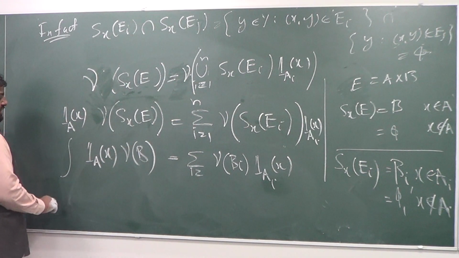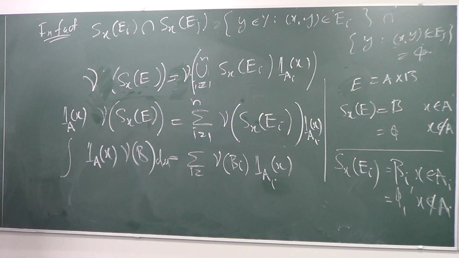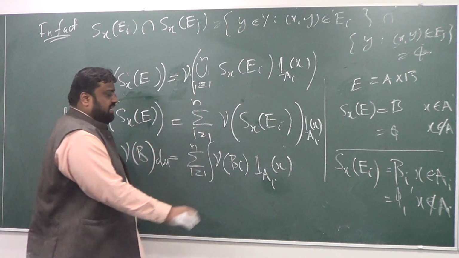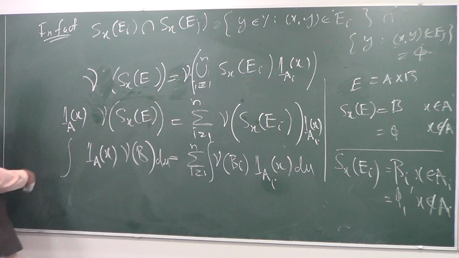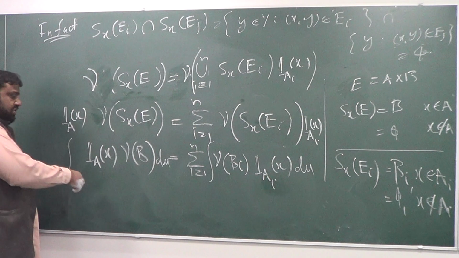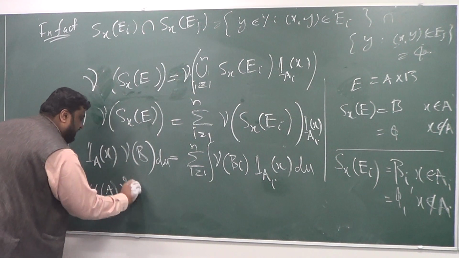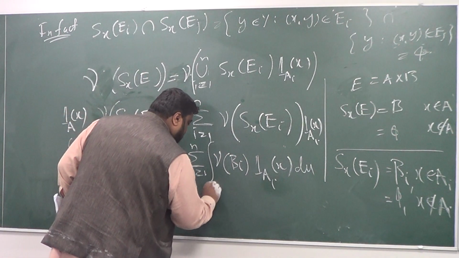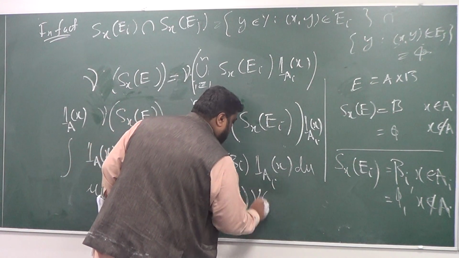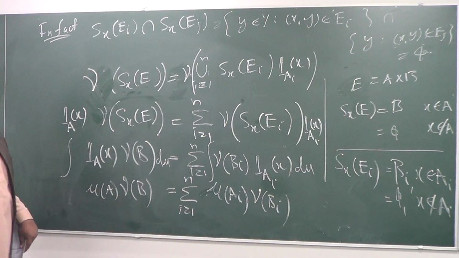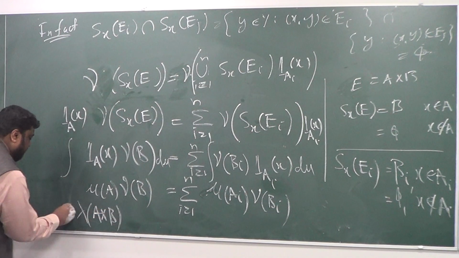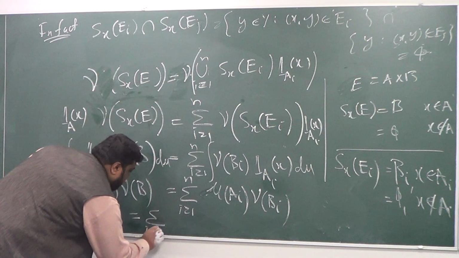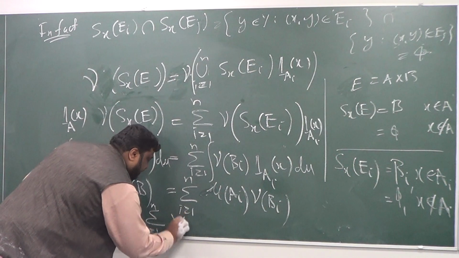And now I'm saying that we integrate both sides with respect to d mu. Since I have a finite sum, I can take the integral inside. This is a number, so I can pull it out, and I have an integral of the indicator function. So that would be mu of A multiplied by nu of B. And on this side it is the sum from i equal to 1 to n of mu of A_i multiplied by nu of B_i. And this is your lambda of A cross B, which is the same as lambda of E, and this is the sum from i equal to 1 to n of lambda of E_i.